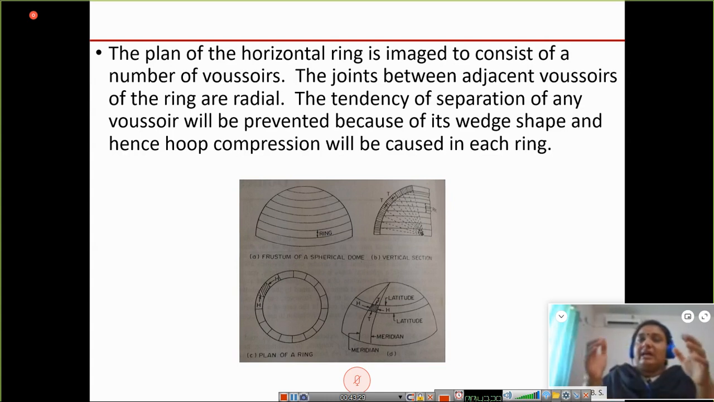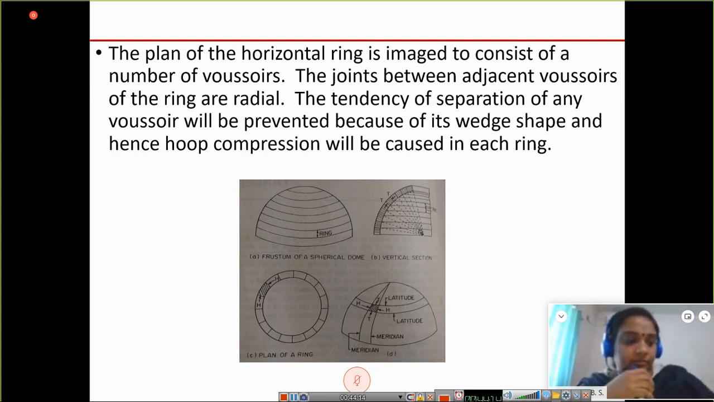And once the separation is prevented, it will generate a stress in the segment, which is called the hoop compression. So just because we assume that the separation of these Voussoirs is prevented, we'll have the hoop compression generated. I hope it's clear now. It's just like the building units of arches which you have studied in your fourth semester. Yeah. Okay, next question, please.